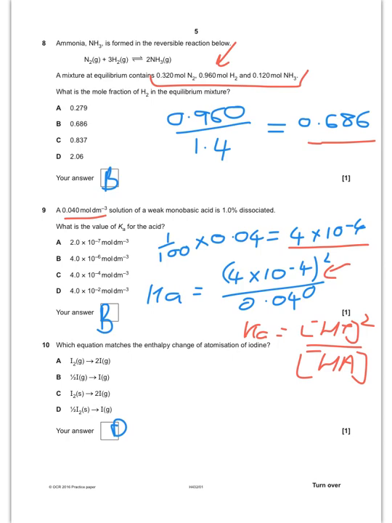Which equation matches the enthalpy change of atomization of iodine? I need to form 1 mole of iodine atoms in the gaseous state, and I start from iodine in its standard state, which is I2 solid, so the answer is D.